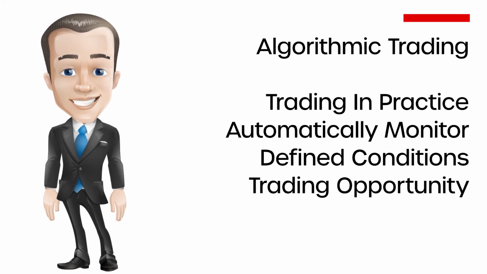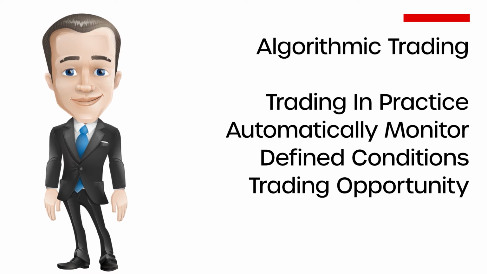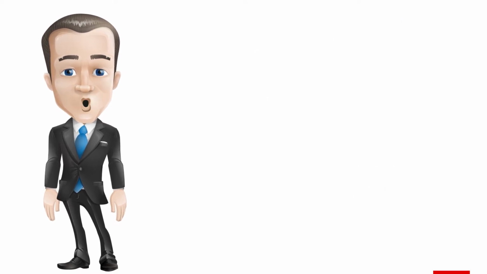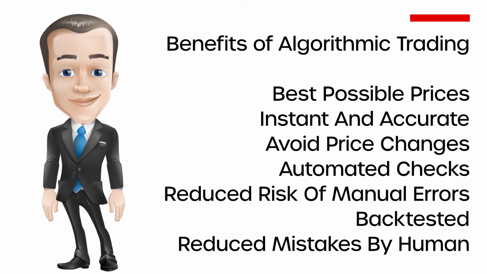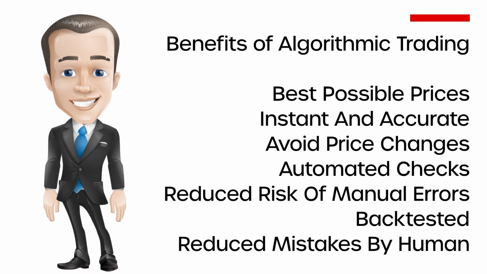The trader no longer needs to monitor live prices and graphs or put in orders manually. The algorithmic trading system does this automatically by correctly identifying the trading opportunity. Benefits of algorithmic trading. Algo trading provides the following benefits. Trades are executed at the best possible prices.